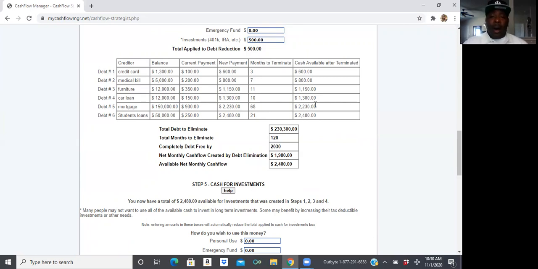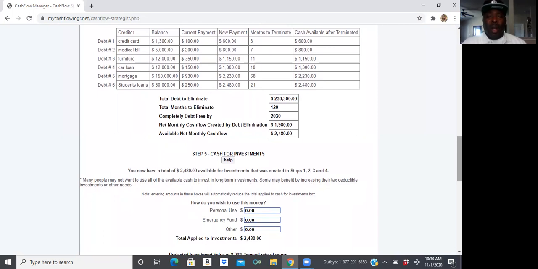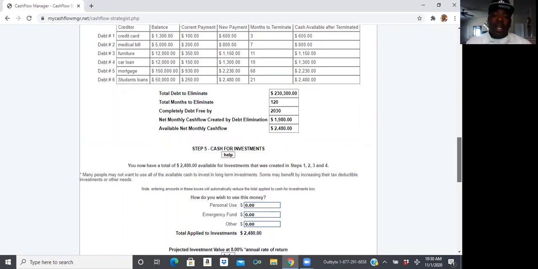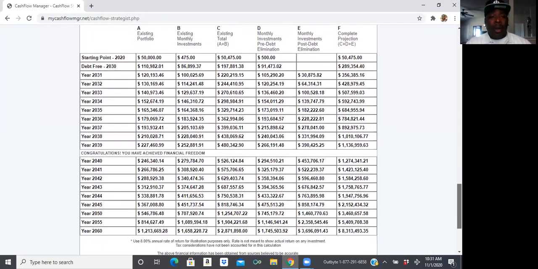We now have $2,230 a month of available cash flow. We're going to add it to the student loans. Instead of paying $250, we are now paying $2,480 for 21 months. After 21 months, that'd be $50,000 worth of debt gone, and now we have a net positive cash flow of $2,480, right? So what have we done? We have eliminated over $230,300 worth of debt in 120 months. That's right. By the year 2030, in 10 years, we'll be 100% debt free, with available net cash flow of $2,480. So now we can take that $2,480 and move it towards our investments.